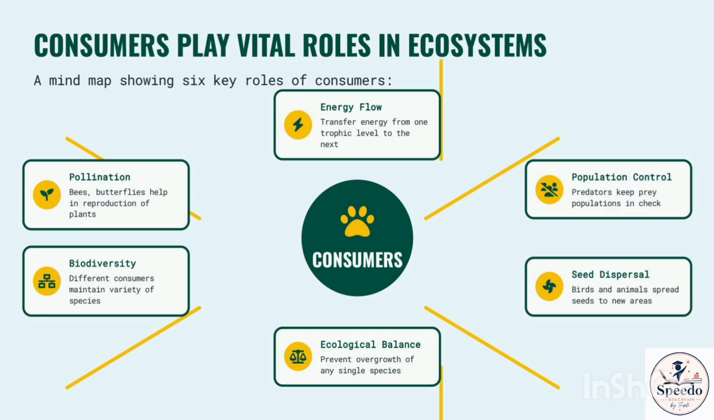Third is consumers help in pollination and seed dispersal. Some consumers, such as bees, butterflies, birds, and bats, help in pollination by carrying pollen from one flower to another. Many birds and animals also eat fruits and later disperse the seeds to different places through their droppings. This process is called seed dispersal. Both pollination and seed dispersal help new plants grow and reproduce.